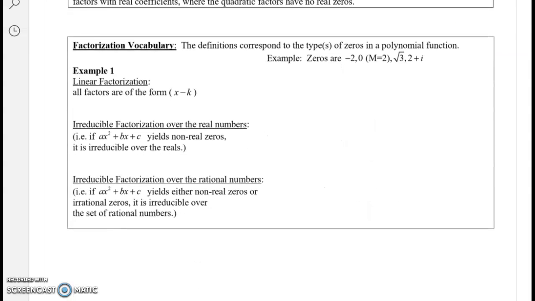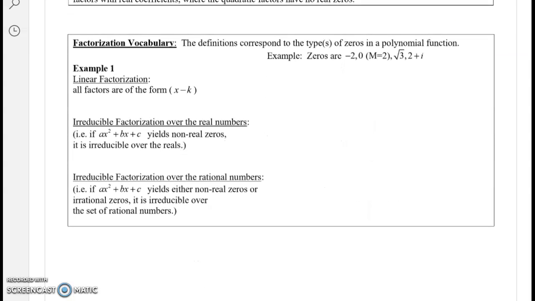So we're going to talk about some of this factorization vocabulary. The definitions are going to correspond to the types of zeros in a polynomial function. So we have linear factorization, we have irreducible factorization over the reals, and we have irreducible factorization over rational numbers. So real numbers include things like your square roots. Rational numbers are everything like your whole numbers. And then a complete linear factorization, that's where you'll see your imaginary solutions and stuff like that.